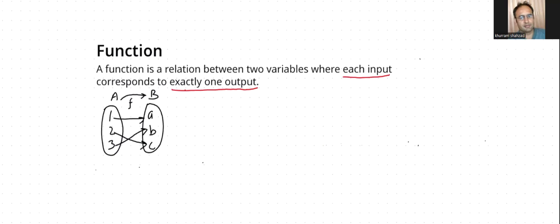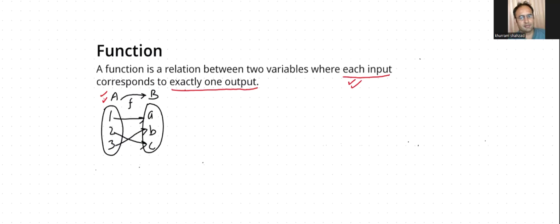Here you can see that set A has these three elements, and each element has some output in set B. So this condition is being fulfilled: each element in set A has some output, and exactly one output. 1 has one output, which is a, 2 has output c, 3 has output b. So this relation f is a function from set A to set B.